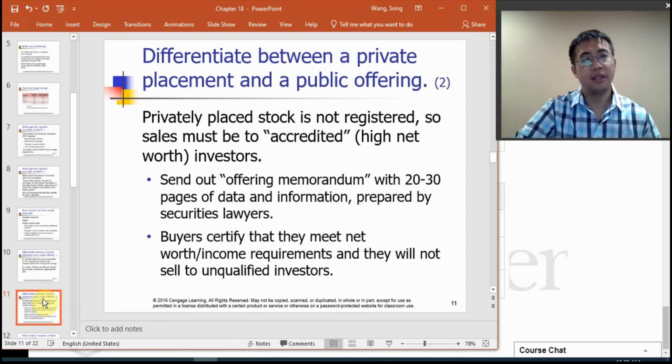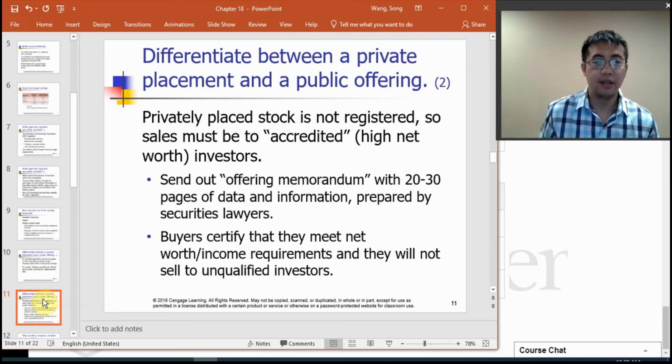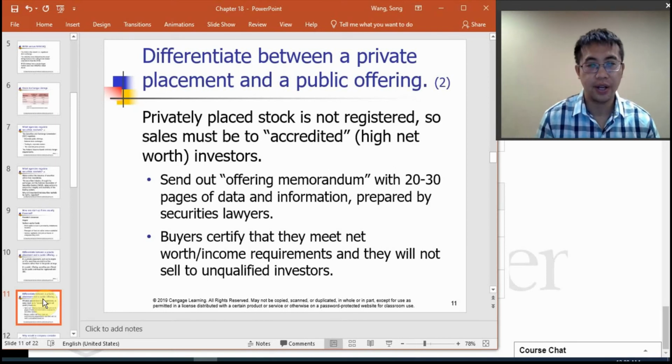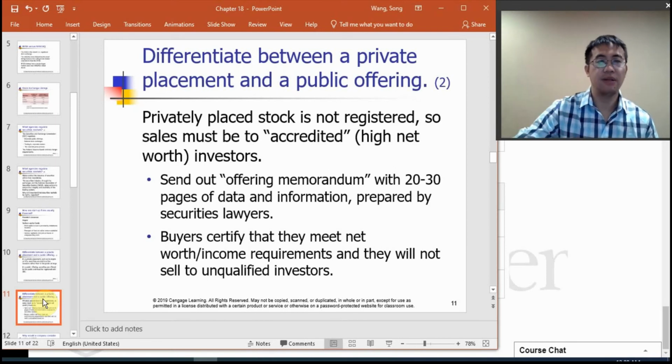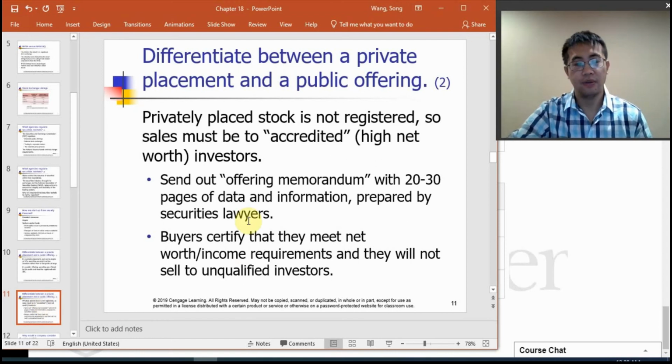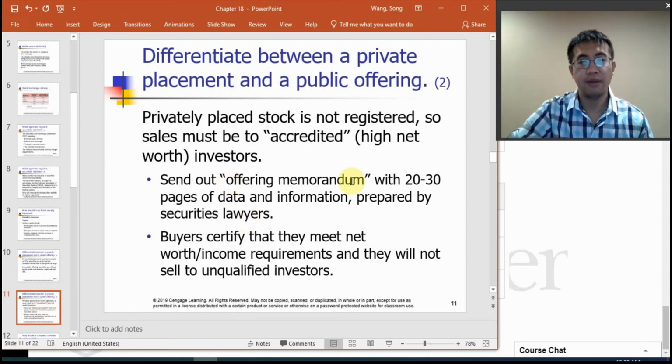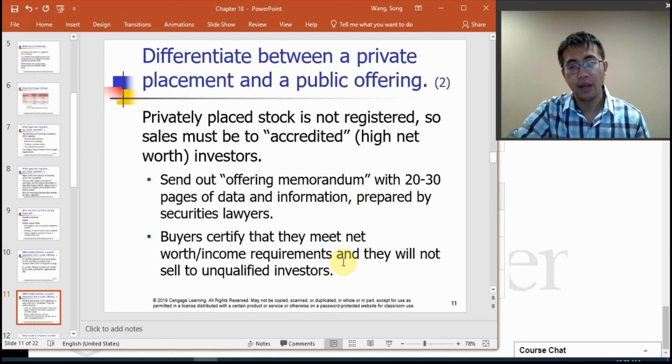For privately placed stock, it doesn't need to be registered, but the buyers must be accredited. Here are some files you need to complete. You need to send out an offering memorandum, 20 to 30 pages of data and information, prepared by the securities lawyers. And the buyers certify that they meet the net worth requirements.